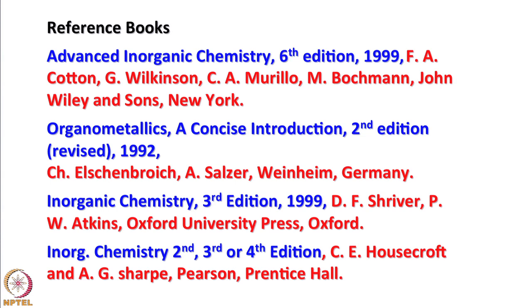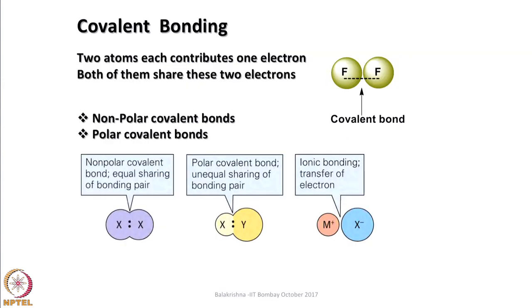Let me begin with covalent bonding. The bonding concept is very important whether we consider main group chemistry or transition metal chemistry, and we should be able to distinguish between the types of bonds we come across in a molecule. For example, in F-F a covalent bond is there, and a covalent bond can be non-polar or polar. Non-polar covalent bonds are very stable, and if you want to do any reaction with such molecules, we have to first polarize them and make a polar covalent bond, then only the reaction happens.